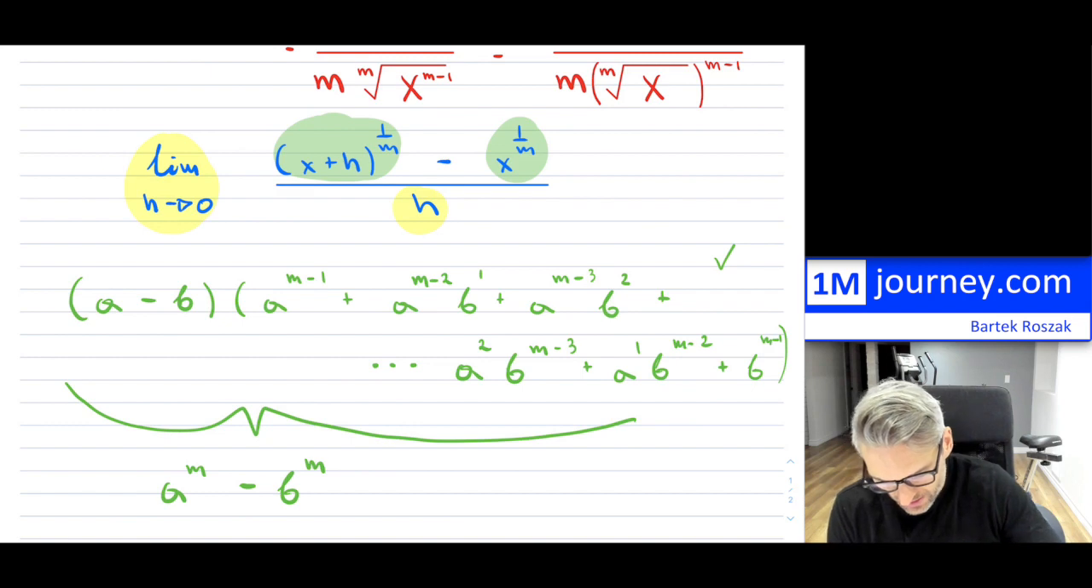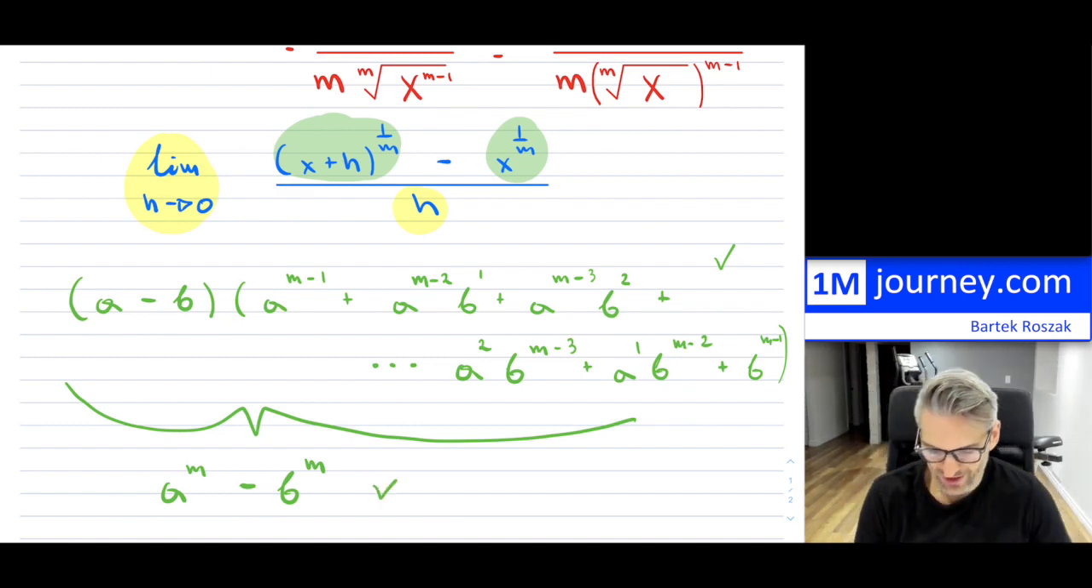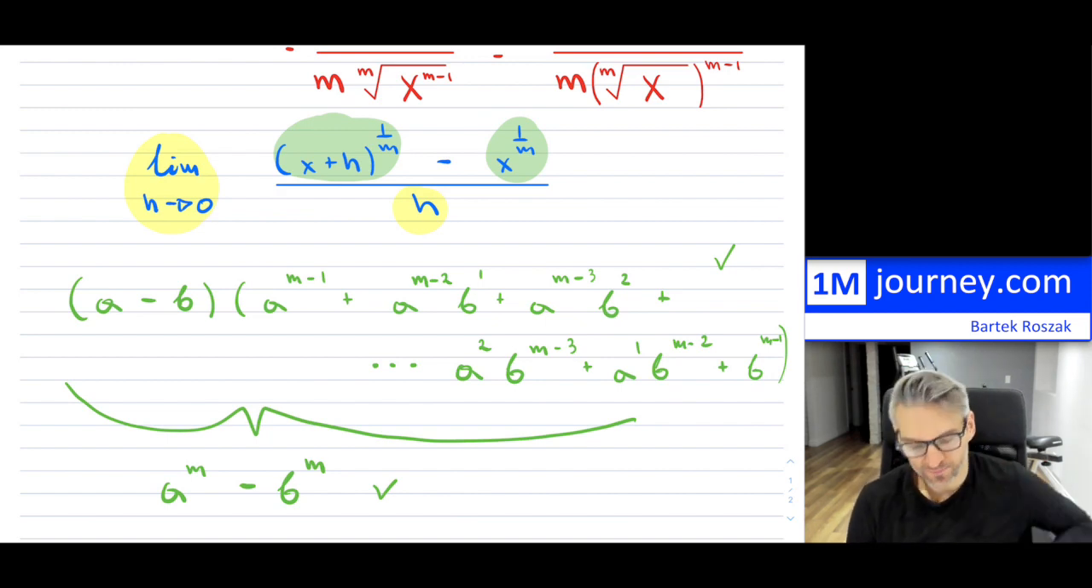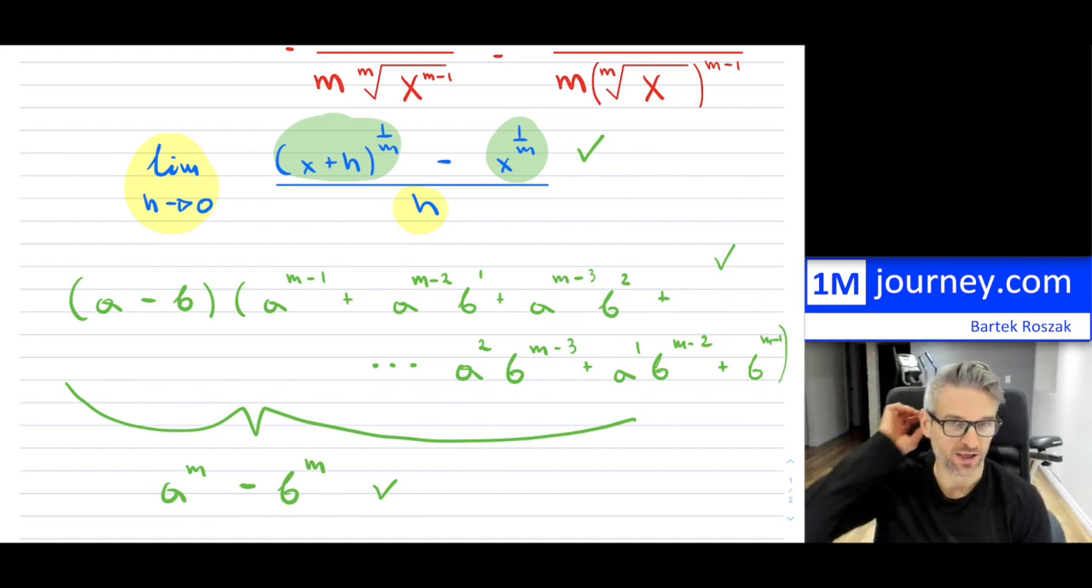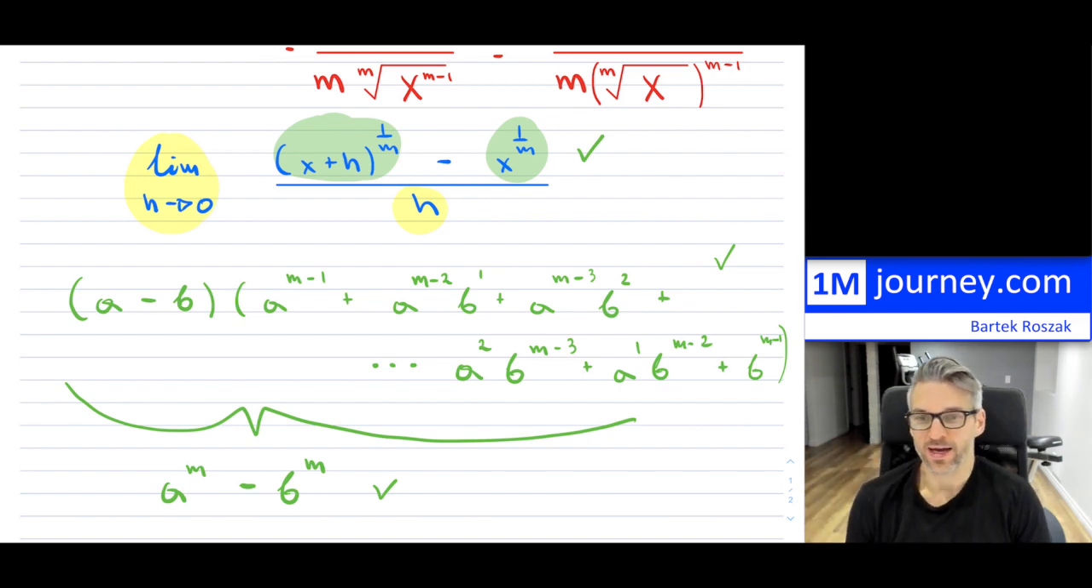Now I'm going to need this little trick here, and you'll see why: I want to be able to rationalize the numerator. That's what I want to do. I don't want to be dealing with radicals the way they are, because I'm going to get indeterminate forms in my limit.